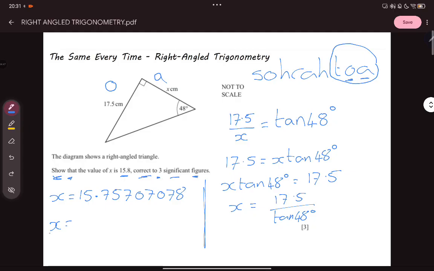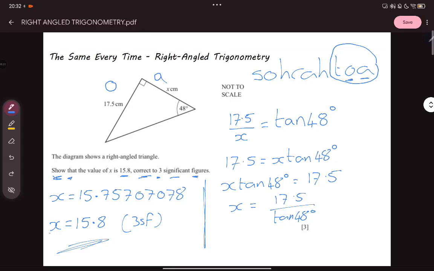And my final line in my answer, my show that, is to round this to 3 significant figures. So 15.8 and brackets 3 significant figures. So again, I can't emphasize that enough. On the mark scheme for this question, they will be insisting that you write down the full calculator answer, even though on your calculator you've got the full answer and you can see that it rounds to 15.8 to 3 significant figures. They do expect you in this question to write that down.